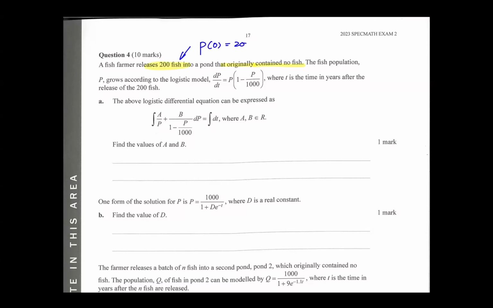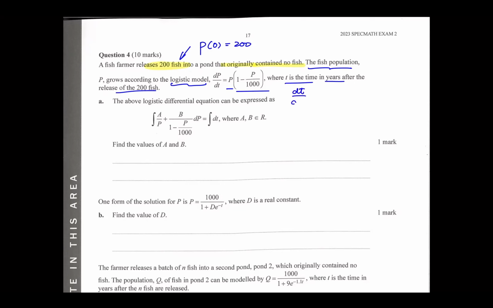P naught equals 200. The fish population P grows according to the logistic model dP/dt equals P times (1 minus P over 1,000), where t is the time in years and P naught is 200. So the above logistic differential equation can be expressed as an integral equation.